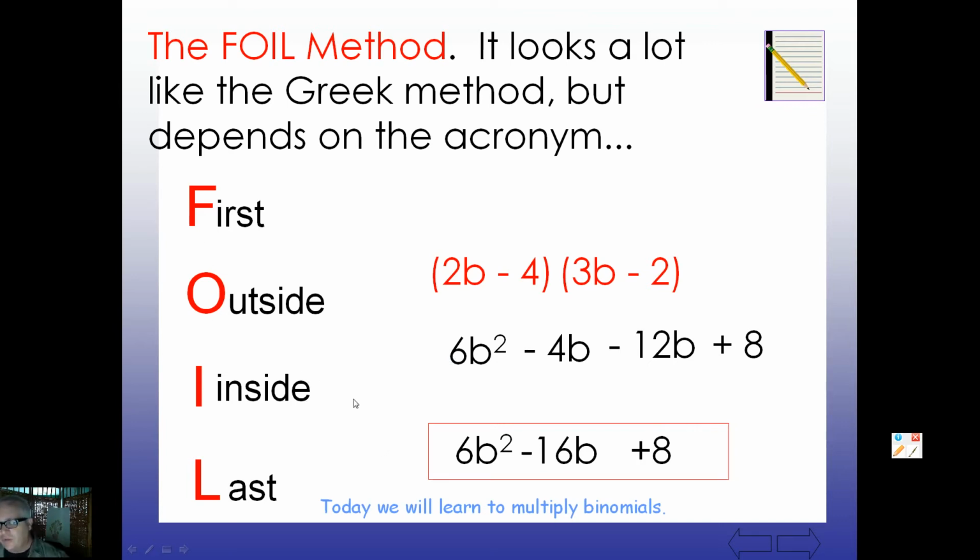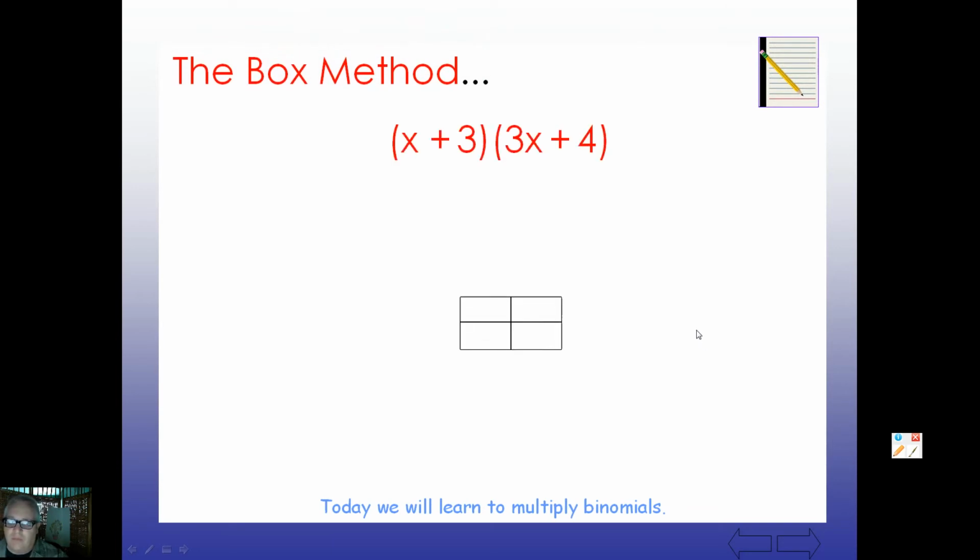And like I say, this is used in 99+% of all the high schools everywhere out there. So be familiar with that, and you're welcome to use this later on as we go. But today I want you to practice the following method. It's called the box method.